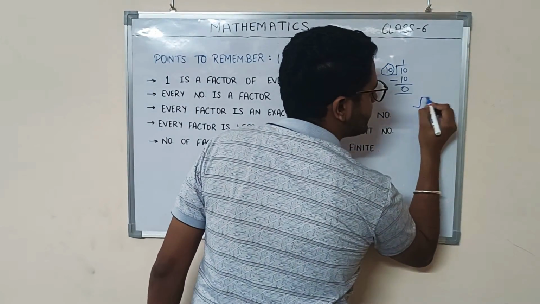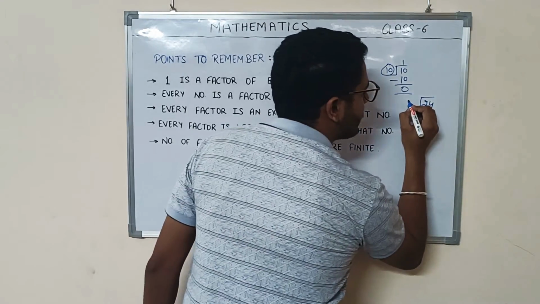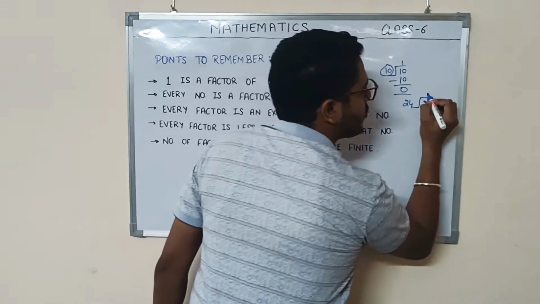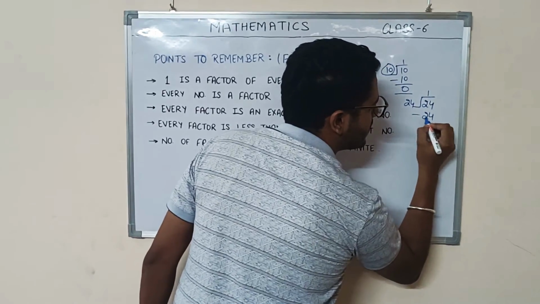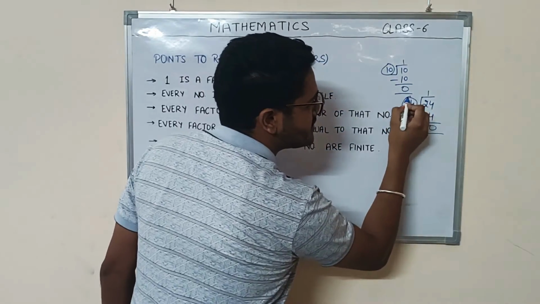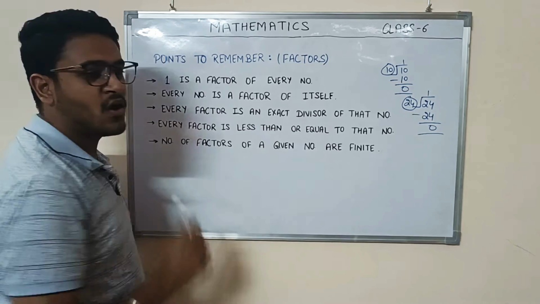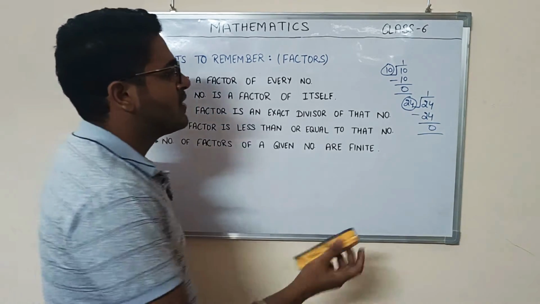Similarly, let's take another example. Let's say we take 24, right? And divide it by 24. 24 ones are 24. The remainder is 0. So if the remainder is 0, then that means this number is a factor of this. Understand? Every number is a factor of itself. Okay. Let me erase this.